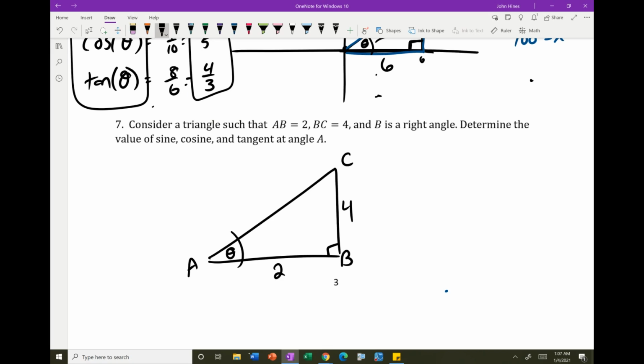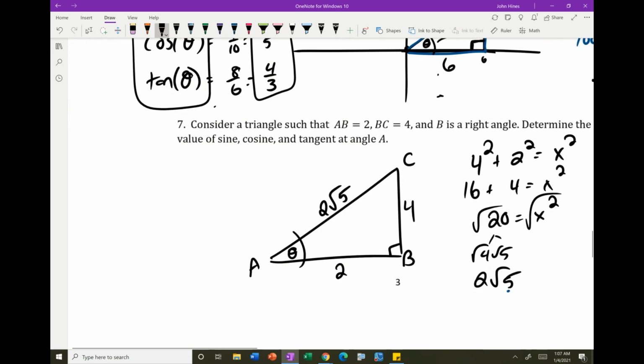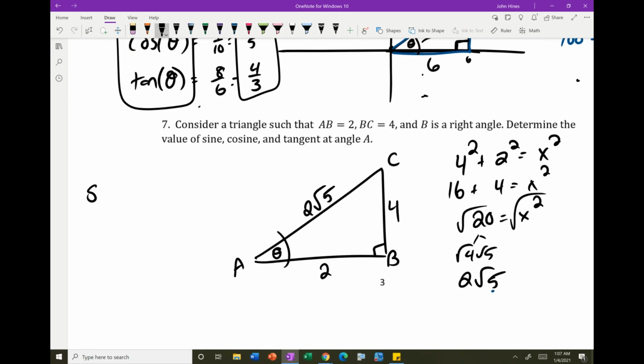Well, draw a picture. Got to do a little Pythag here. Leg squared plus leg squared equals the hypotenuse squared. 16 plus 4 is x squared. 20 is x squared. So we square root and get, I can split that, radical 4, radical 5. So 2 square root 5. Now that I'm all set, I can find the value of sine, cosine, and tangent of angle A, which I've renamed theta. Sine of theta, opposite over hypotenuse.